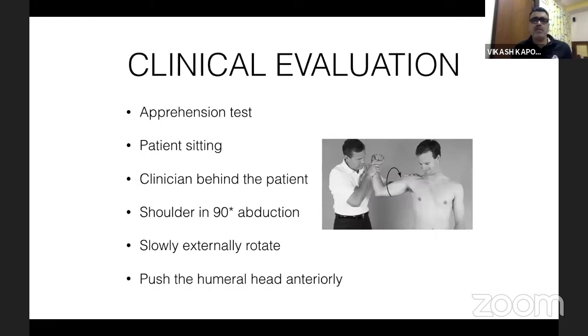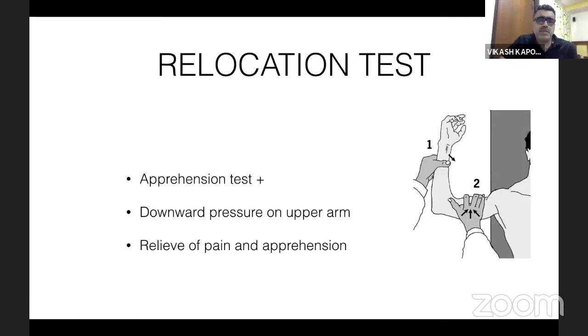Now, clinical evaluation. For a long, long time there have been standard tests, and I would run through them quickly. The easiest and most talked about is the apprehension test, with the patient sitting. The clinician stands behind, the shoulder is in abduction and external rotation, and we try to push the head anteriorly, and the patient resists it. When the apprehension test is positive, we do just the reverse, and the relief the patient gets is labeled as the relocation test.